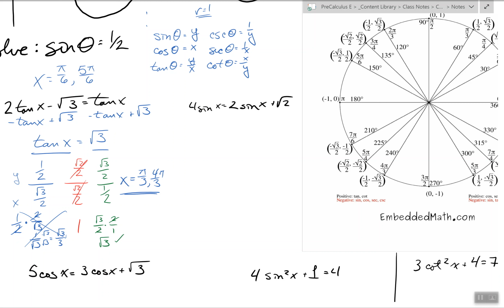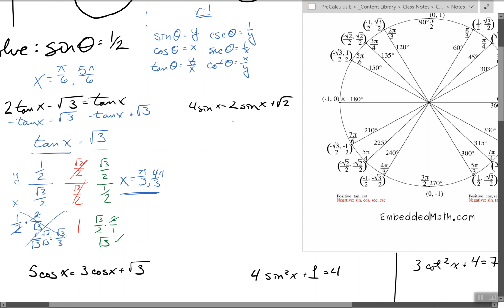Let's take a look at the solution here for this equation, 4 sine x equals 2 sine x plus the square root of 2. So we want to start out doing something similar to what we did in the previous example. We want to move the trig functions so they are all on the same side. We're going to do that again with subtraction. So 4 sine minus 2 sine, we're left with 2 sine of x on the left side equals square root of 2.